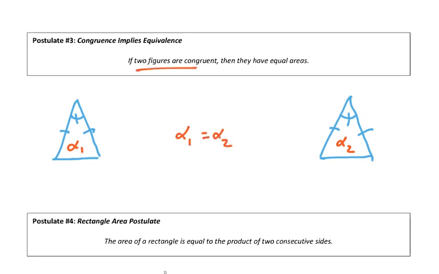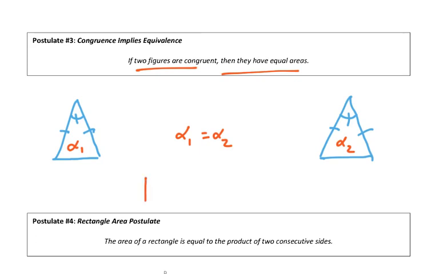If I know that I can establish these triangles as congruent, then they have to have areas that are equal to each other. And that goes for any figures, not just triangles. If I can show that two squares are congruent, then they have to have equal areas. The thing I'd like to address here, though, is that it doesn't necessarily go backwards. Just because you know that the area of two different figures is equal does not mean that the figures are congruent. And I can give you an example of that once we address the rectangle area postulate, which is next.